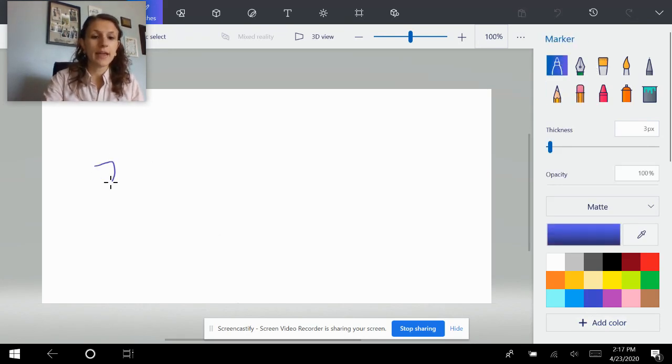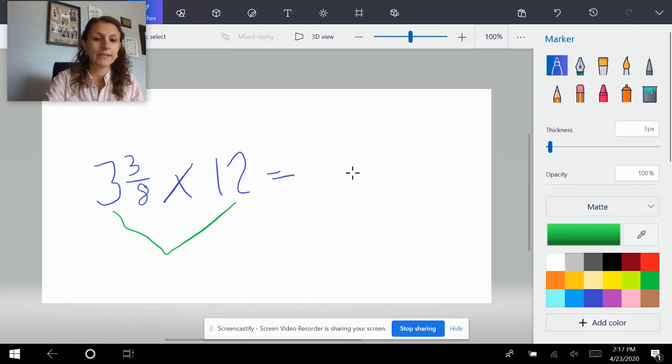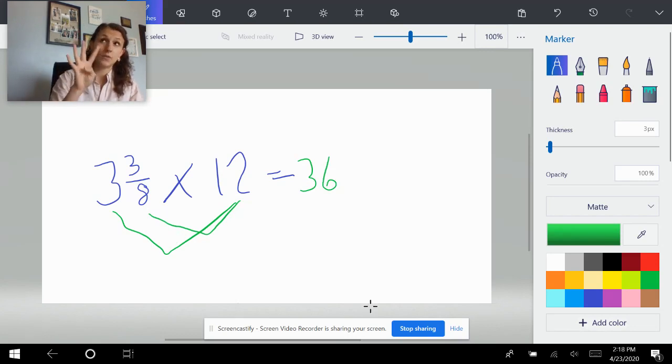Let's do 3 and 3/8 times 12. All right, so my process is the same in terms of let's first solve our integer computation. 3 times 12 gives me 36. And now let's do my 12 times 3/8. Okay, so I have 3/8, 6/8, 9/8, 12/8, 15/8, 18/8, 21/8, 24/8, 27/8, 30/8, 33/8, 36/8.